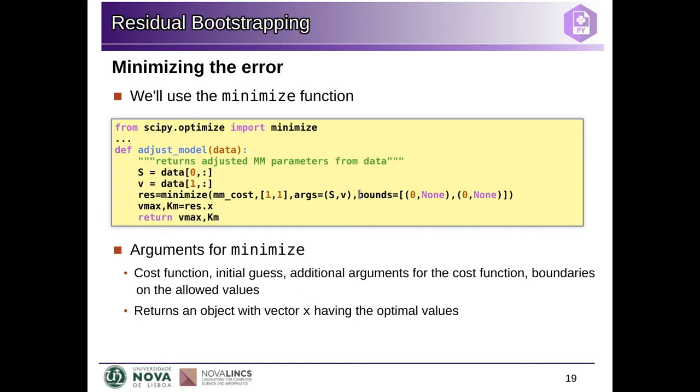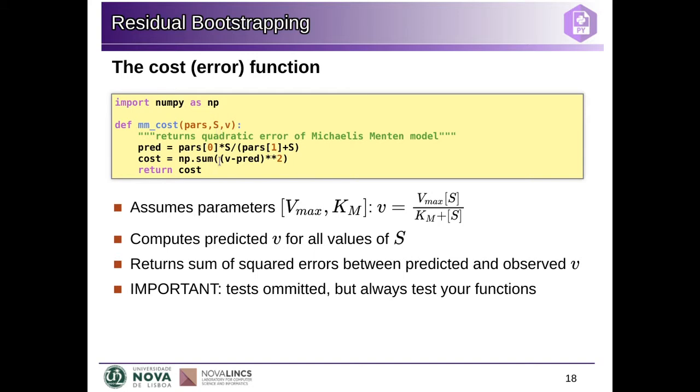But here we also have this additional argument that we can give, which is constraints on the bounds for our parameters. So for each of these parameters, we can tell the lower and the upper limit. In this case, I don't want them to be below 0 because it doesn't make sense to have negative values in these parameters. I don't care about the upper limit, so I set 0, None on both of them. There are other things that you can do with the minimize function. You should look up the documentation if you're going to use this, but this is just a basic way of using it.